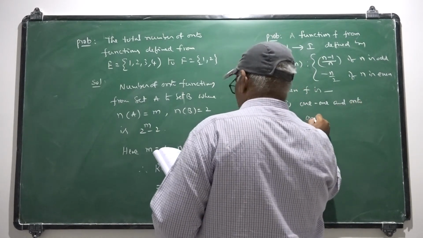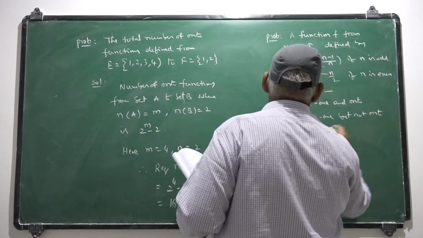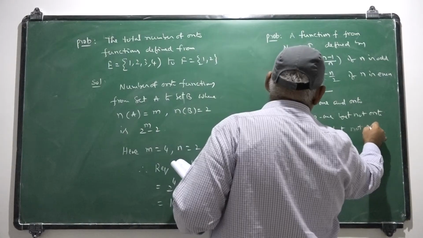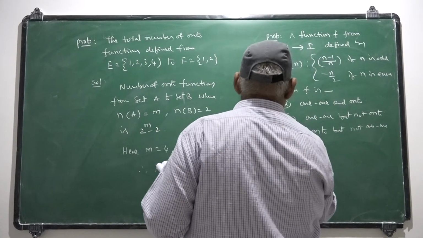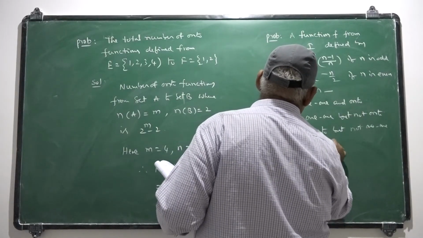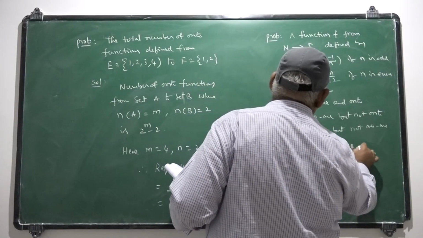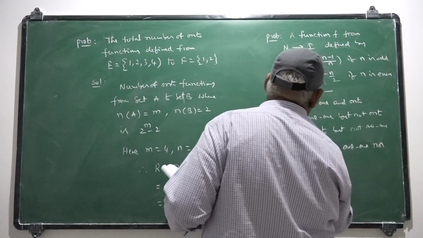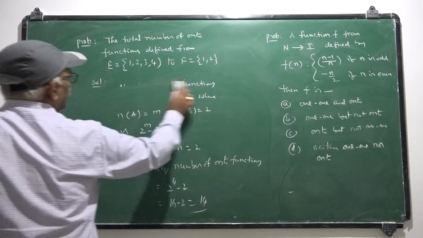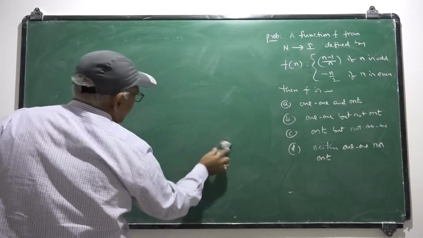b. one-one but not onto, c. onto but not one-one, d. neither one-one nor onto. The problem is based on the types of the functions, or nature of the function.